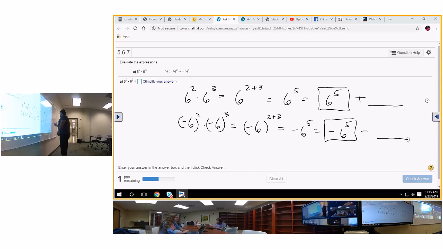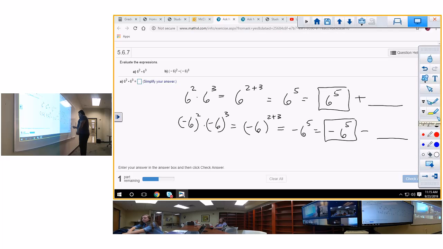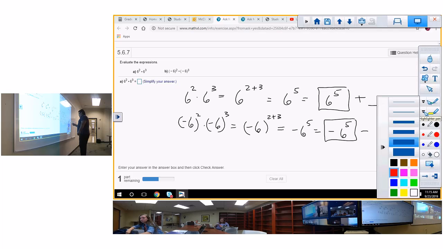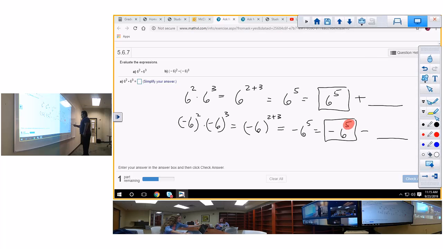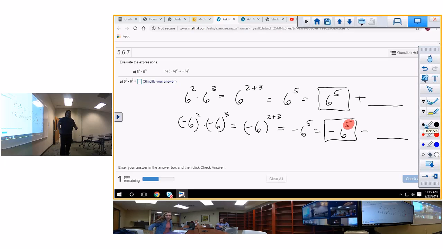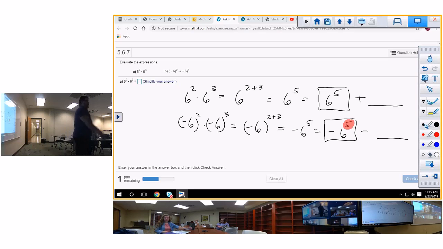Why? Because when you have an odd exponent on a negative number, that means it's going to come out to be negative. If you have an even exponent, it's going to come out to be positive.